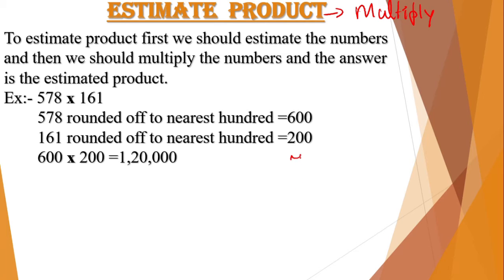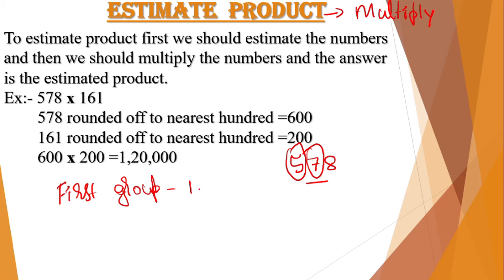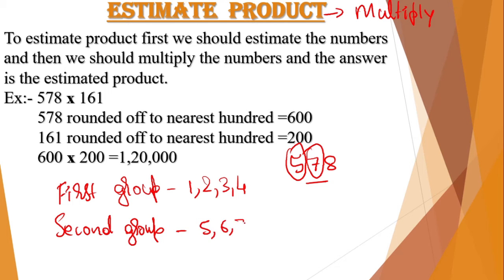So the first number we have is 578. And I should circle 5 here because 5 here is in the hundreds place value. And I should circle 7 because it's next to 5. And we should check if 7 is in the first group or second group. So in the first group, we have 1, 2, 3 and 4. And in the second group, we have 5, 6, 7, 8 and 9. So you can see 7 is in the second group.